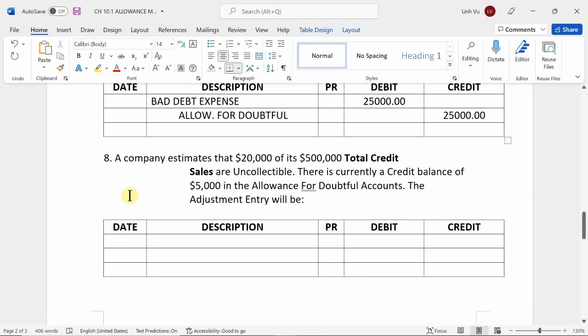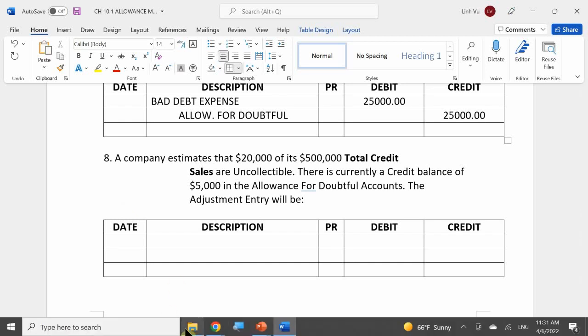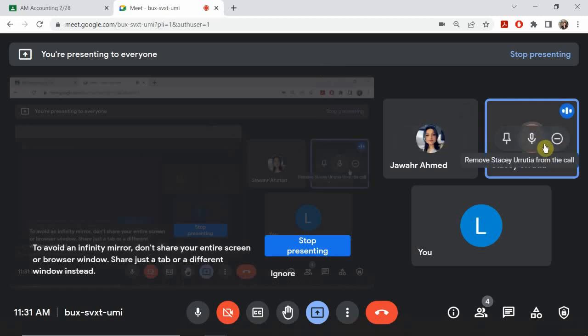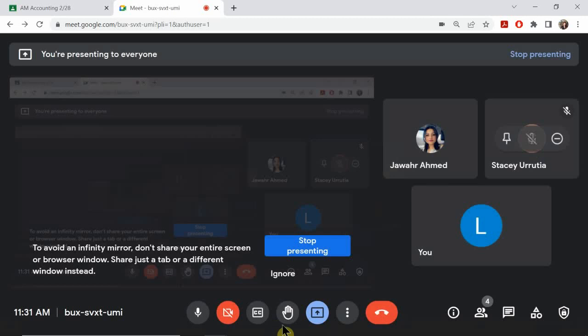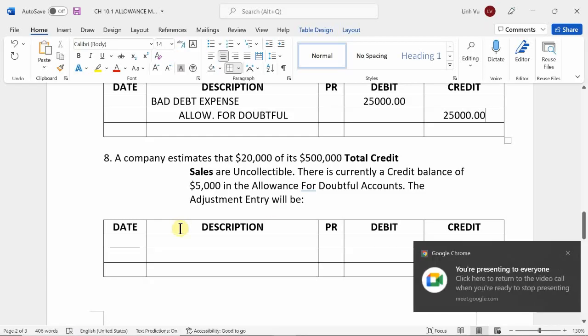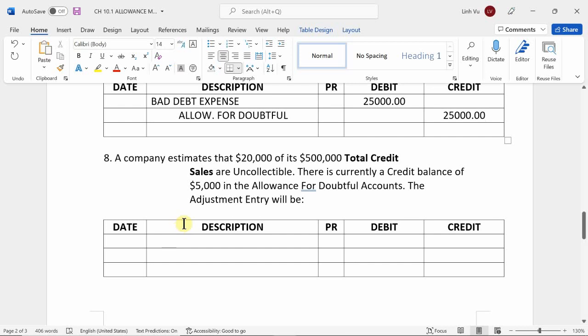All right, question number 8. If a company estimates that 20,000 of its 500,000 total credit sales is to be uncollectible and there's currently a credit balance in the allowance for doubtful accounts of $5,000, the adjustment entry will be... Okay, our income is currently a credit balance of 5,000. Now we're going to add again.